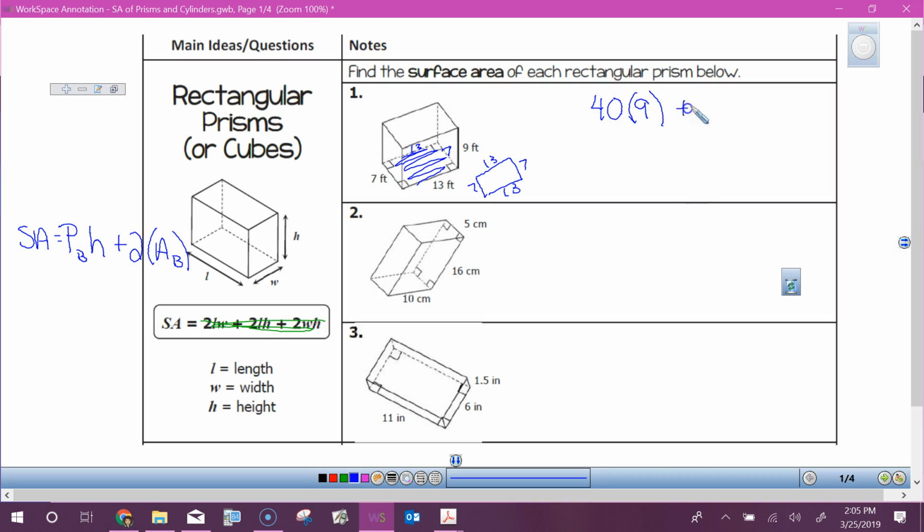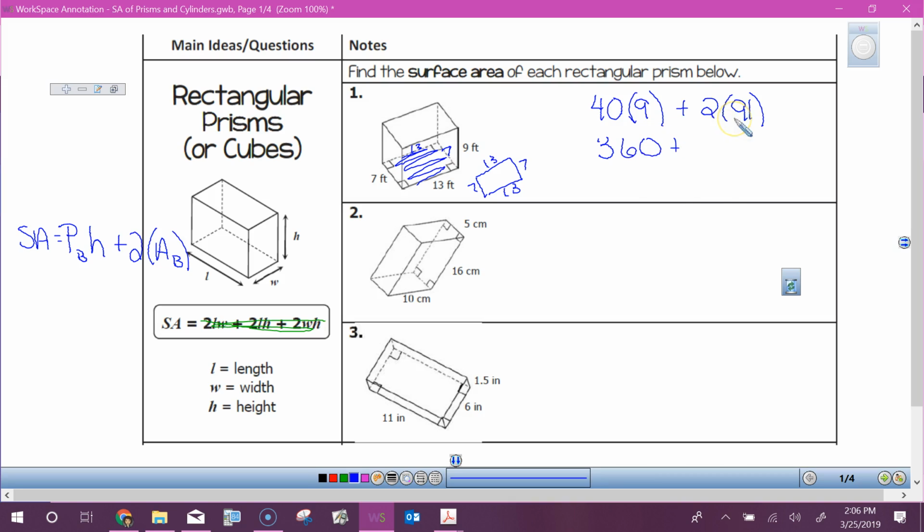Plus 2 times, now remember, this is my base. What's the area of this base? 91. How did you find that? Some people are looking at me going, I don't remember how to find the area of a rectangle. Base times height. All right. So 40 times 9? 360.